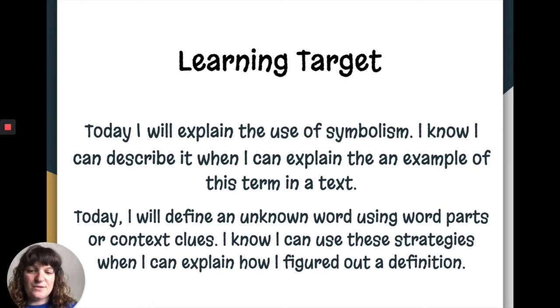Also, today I will define an unknown word using word parts or context clues. Please keep in mind that word roots, suffixes, prefixes, all of those things are word parts. You can use your synonyms and antonyms to construct context clues as well. You will know that you can define an unknown word using those strategies when you can explain how you figured out a definition. I ask my John Marshall students to do this all the time. We use our 3 vocabulary strategies, and finding those context clues using word parts is definitely one of them.